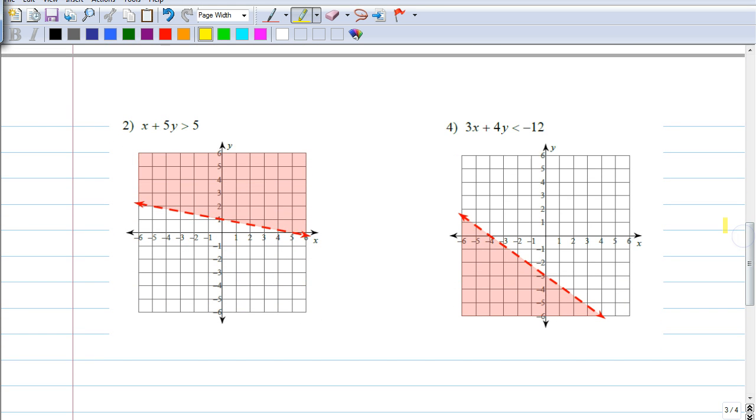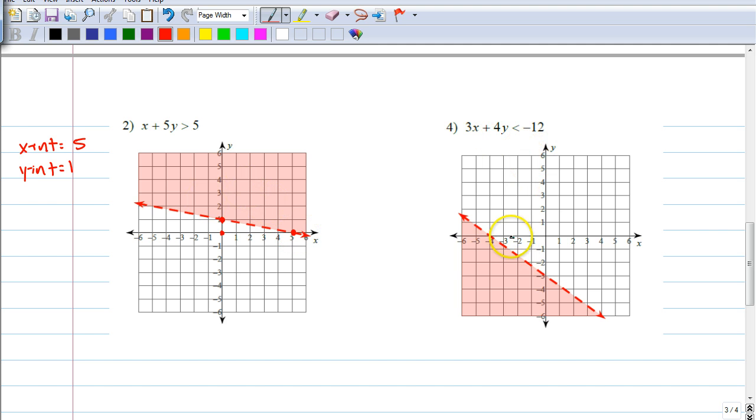Okay, so let's check our answers here. So you should have gotten, for the first graph, an x-intercept of 5 and a y-intercept of 1. So you have your x-intercept here of 5, your y-intercept here of 1. Connect those with a dotted line. And if you try 0, 0 in here, that would not be a solution because 0 is not bigger than 5, so we shade in the other side of the line.